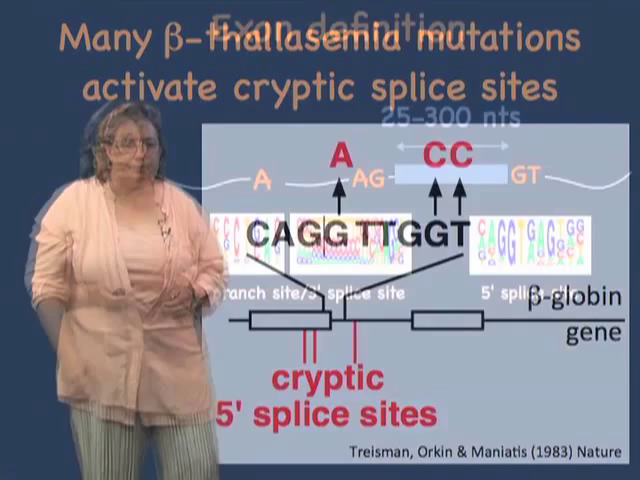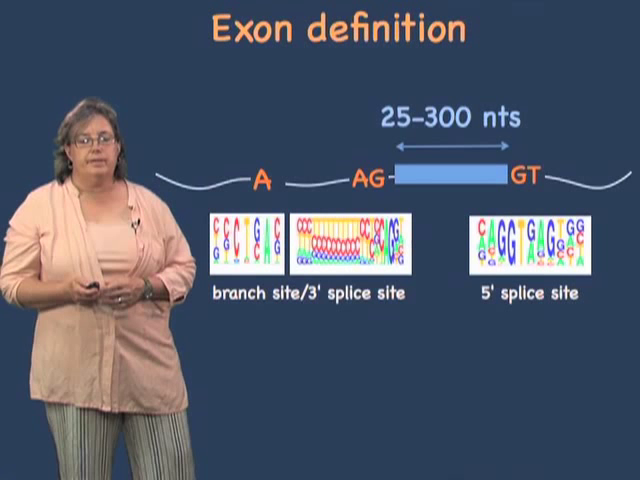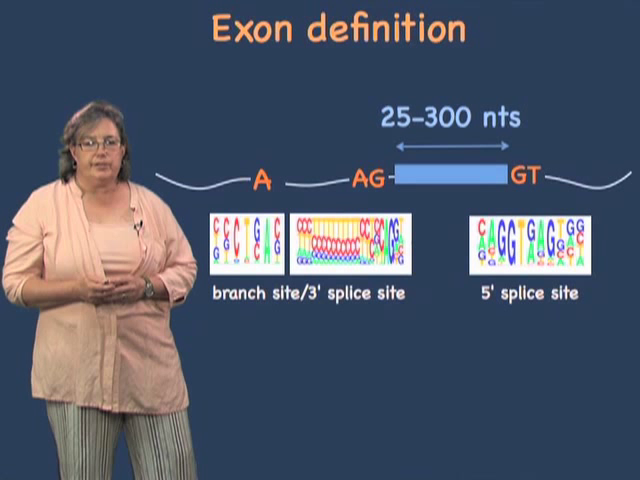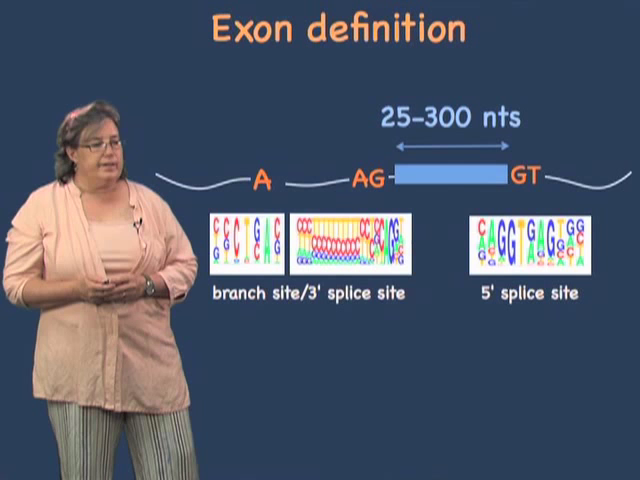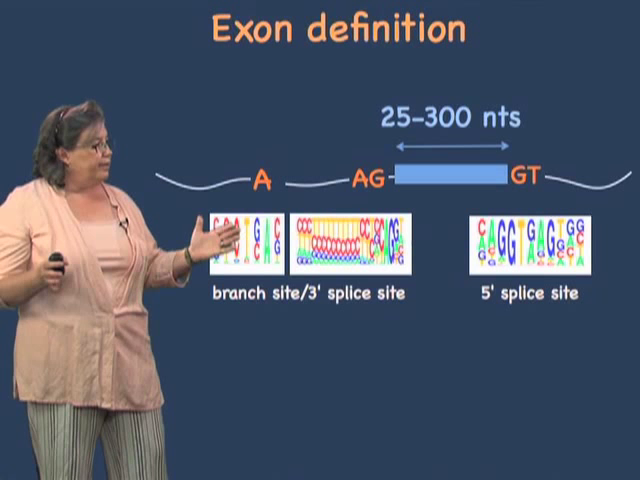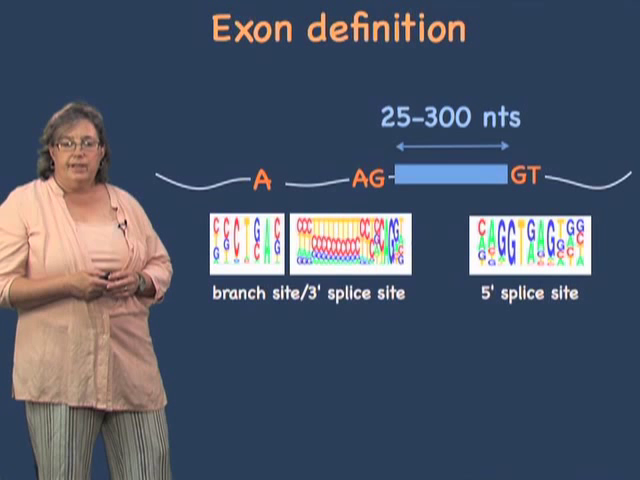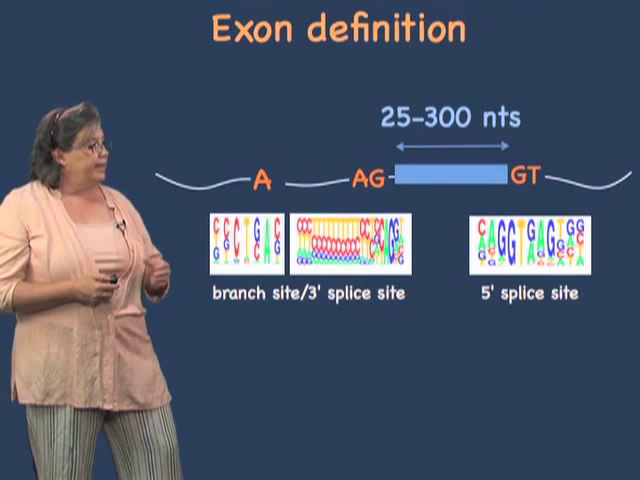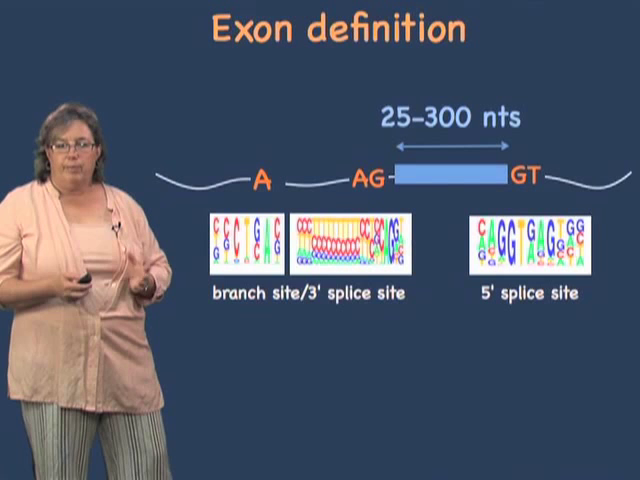What we now understand is that the way introns and exons are recognized in human genes is through what we call exon definition. Even though the introns are of highly variable length, going from about a few hundred nucleotides up to tens of thousands, hundreds of thousands of nucleotides, the exons tend to be very much uniform in their length. The average exon, as we said, was 123 nucleotides, but they vary in length from about 25.